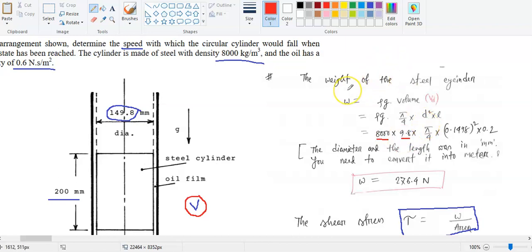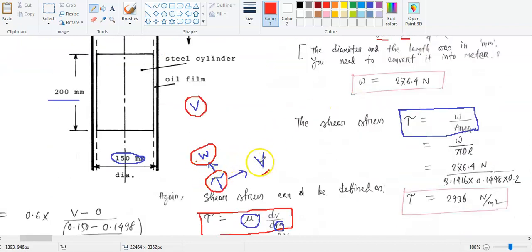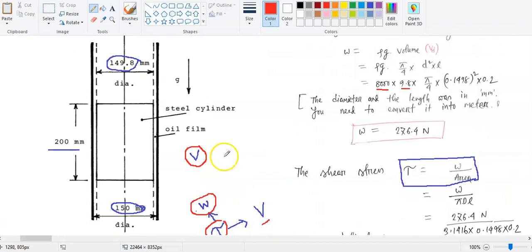If I solve this question this way, that we calculate the weight, then you can ask me why I am calculating the weight. You see here, we need the velocity. Velocity is a function of shear stress, and to get the shear stress we need the weight. So that's why we are calculating the weight at first. We will substitute every value.